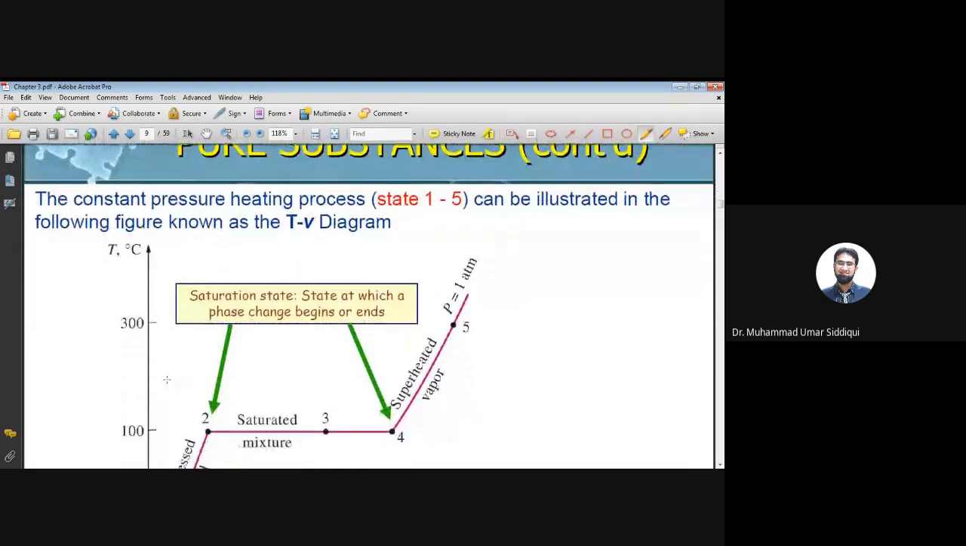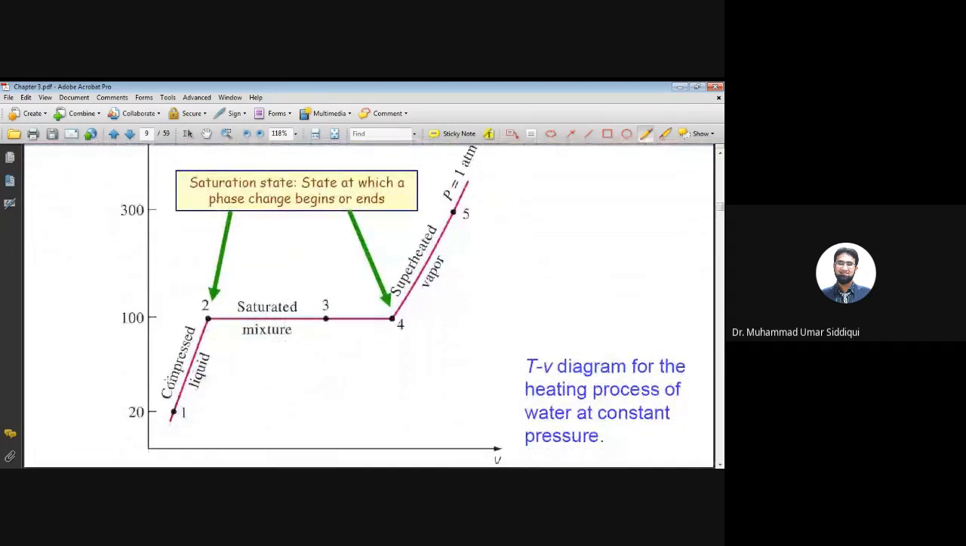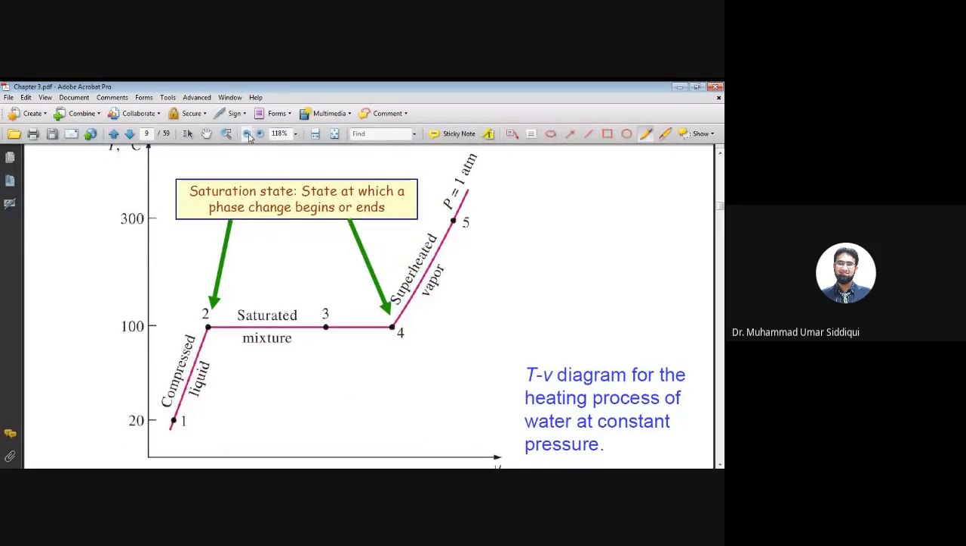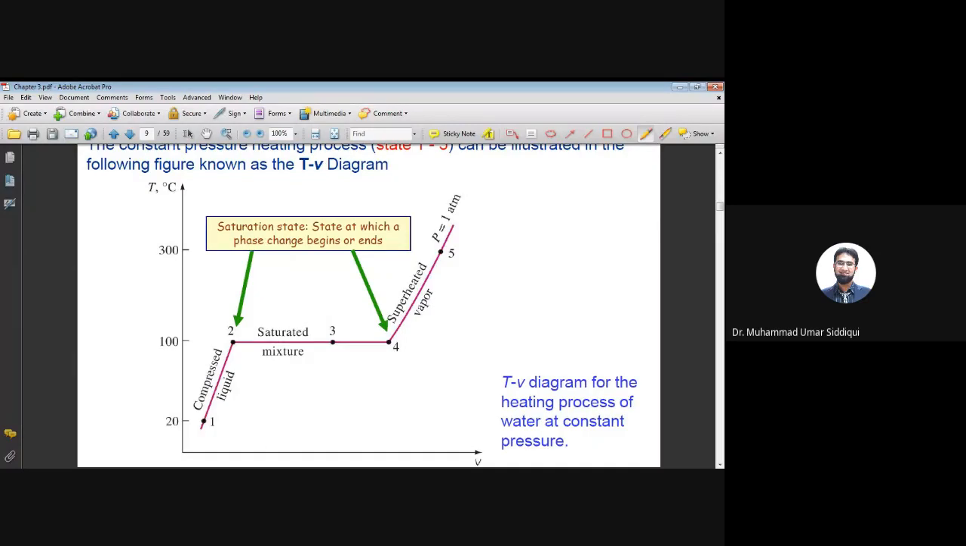Okay, now let's say if I plot it on a PV diagram. Okay, so let's say this is a PV diagram. Sorry, TV diagram. Okay, TV diagram means temperature on y-axis and volume on x-axis. So when I'm heating from state 1 to state 2, let's say from 20 degree to 100 degree, what will happen? The volume of the liquid increases. It makes sense, right? Because when you heat, the liquid will expand. So in the compressed liquid region, the volume of the liquid increases and the temperature increases.